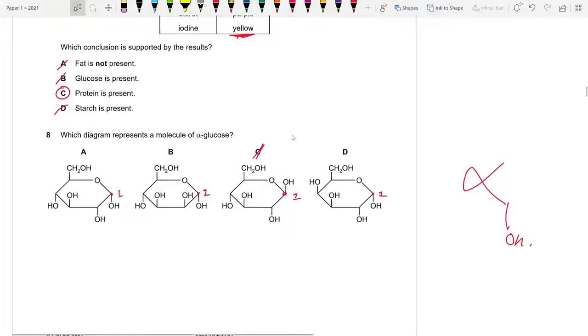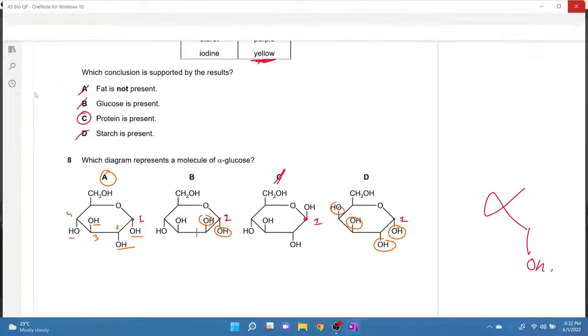It's between A, B, and D. Now, how are you going to figure it out? What's the trick actually? Remember, it's down, down, up, down, for carbon 1, 2, 3, 4. Down, down, up, up, that's wrong. Down, up, down, that's wrong. It's down, down, up, down. Okay, it is A. Please memorize the structures of alpha and beta glucose.